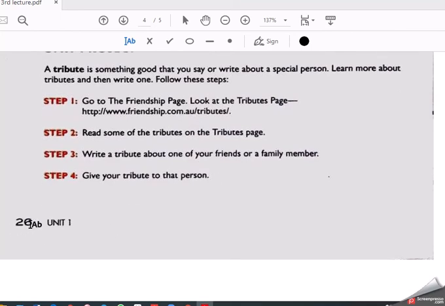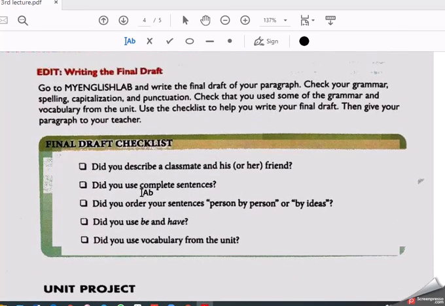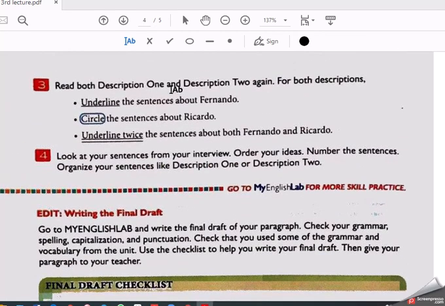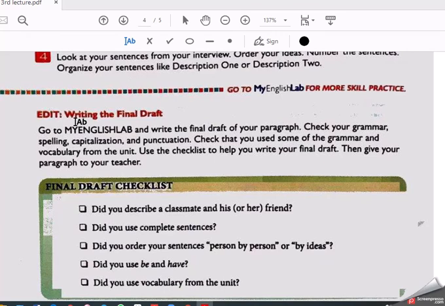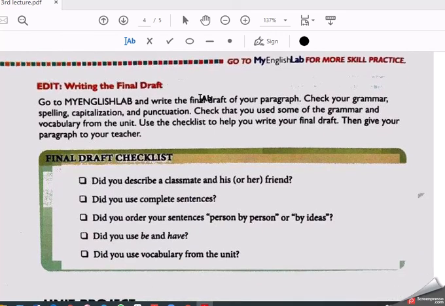We jump to page 26 here. I go and read description 1 and description 2 again. For both descriptions, underline the sentences of Fernando. Then I leave this and go to edit, writing the final draft. This is after completing my ideas, arranging them, then making all the arrangements. Then I have to go again here and write my final draft. نكتب النسخة الأخيرة من الباراجراف مالتنا.